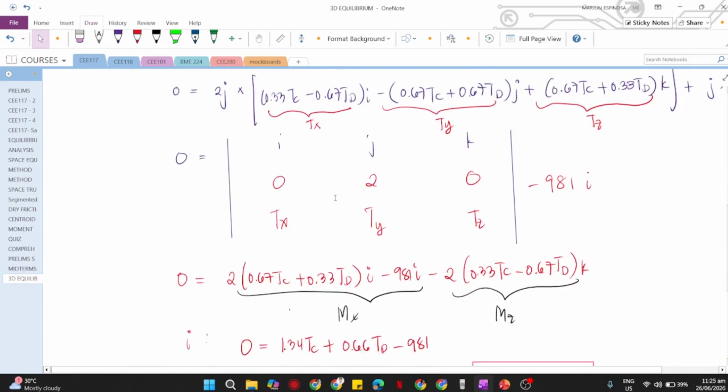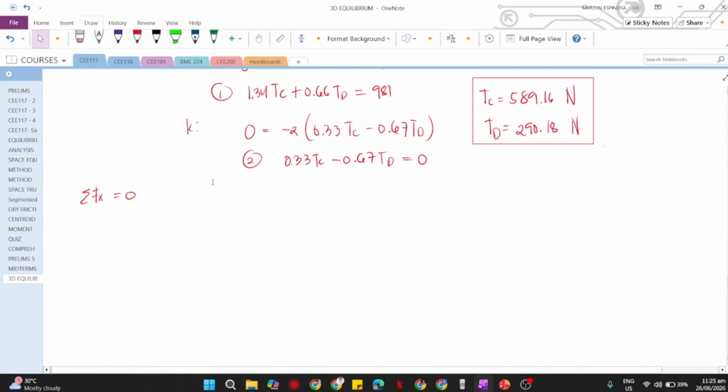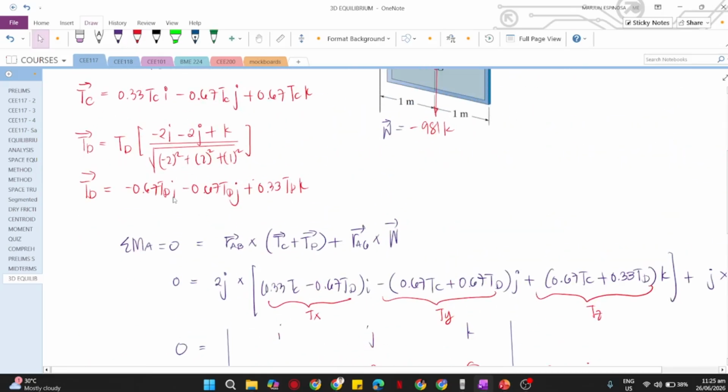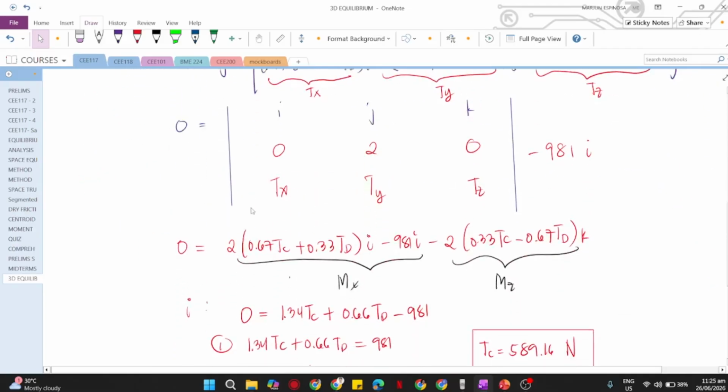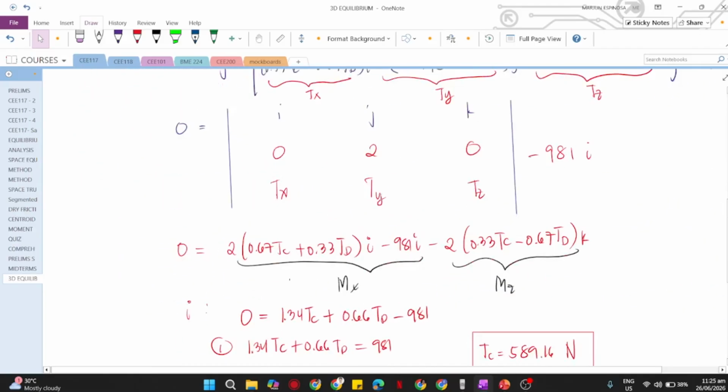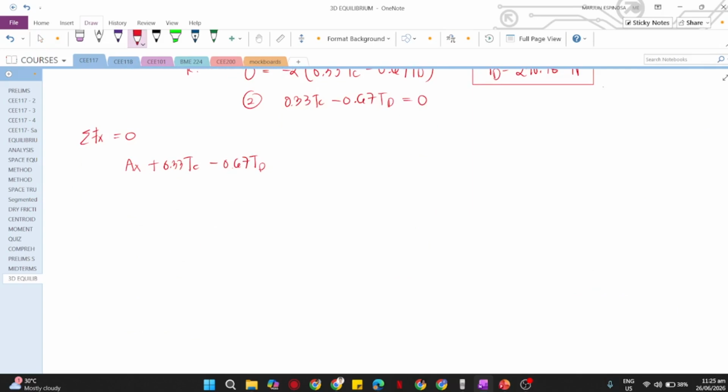So let's add all the i's. We have here AX, the one we want to find. Then we add all the terms with i. For TC, we have positive 0.33 TC i, and then minus 0.67 TD. So in this part, we just added the terms with i: 0.33 and negative 0.67. The weight has no i because it is in the k direction. So that's okay, and then we equate to 0.